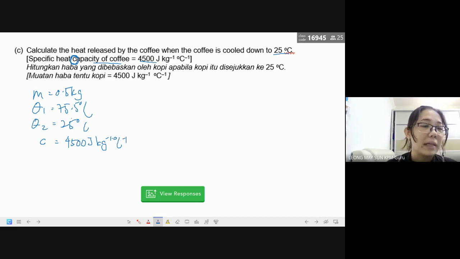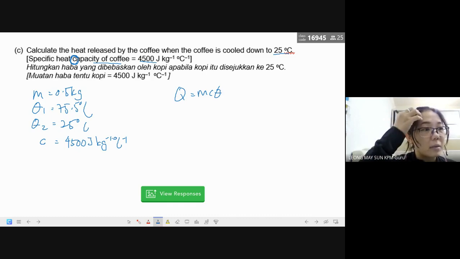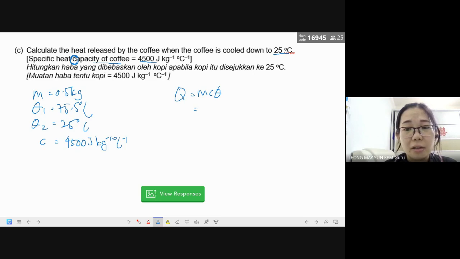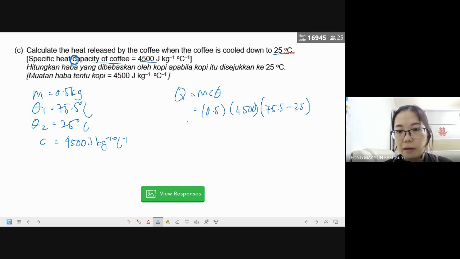The main reason why I list everything out is so I can see that the units are all in SI units except for temperature, okay? So I have m, I have change in temperature, I have c, so obviously I have to use Q equals to mc theta. For information, this is a past year question that I'm showing you. So you notice that the calculation is not very difficult. So the mass is 0.5, specific heat capacity is 4,500, change in temperature 75.5 minus 25. Okay, this one I think I can use my handphone calculator for a while.